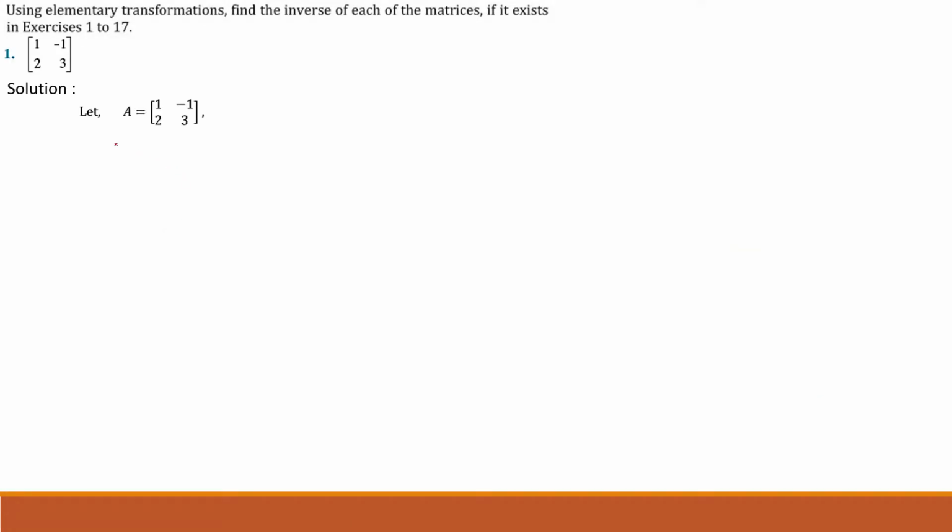Let us take this 2 by 2 matrix as A, and we know that A is equal to I into A, where I is an identity matrix of order 2. So to find inverse of this A matrix, we will write the identity matrix and A matrix in this format, and we will transform this A matrix into an identity matrix by using elementary transformations, and the same transformation we will use on this identity matrix.